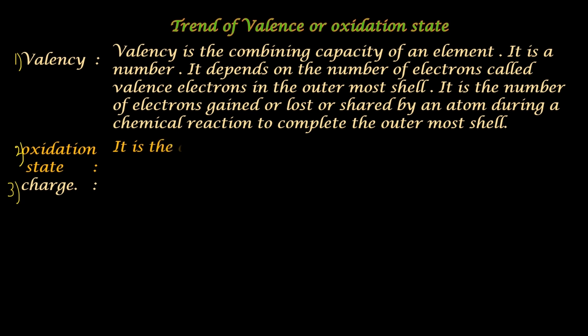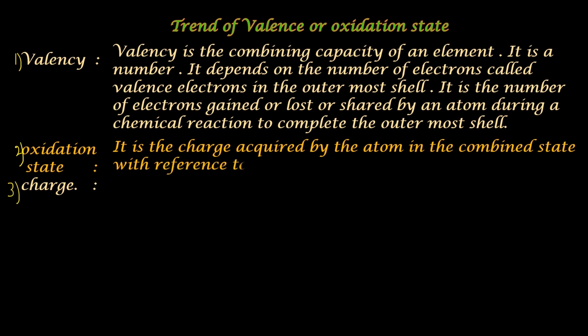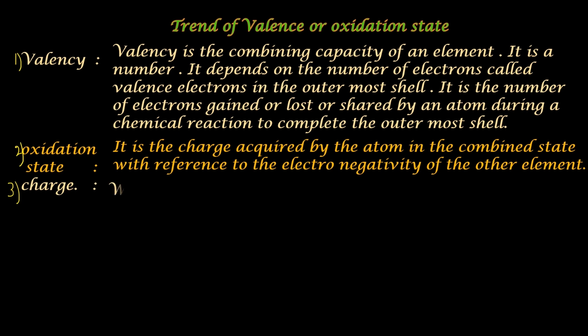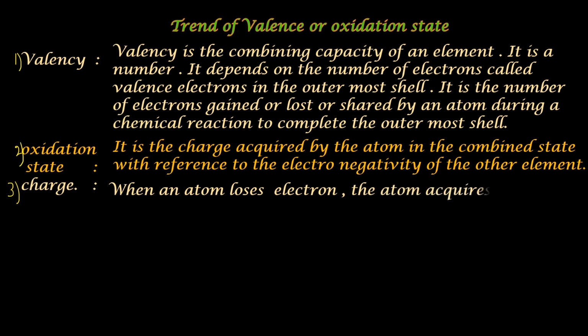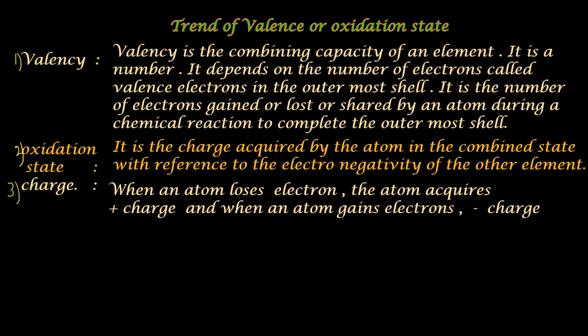Second one, oxidation state. It is a charge acquired by the atom in the combined state with reference to the electronegativity of the other element. You will understand this better when we discuss how an oxidation state is calculated. The third point, charge. During a chemical reaction, if an electron is lost by an atom, the atom acquires positive charge. It becomes a cation. On the other hand, when the other atom accepts the electron, it gains a negative charge. It becomes an anion.